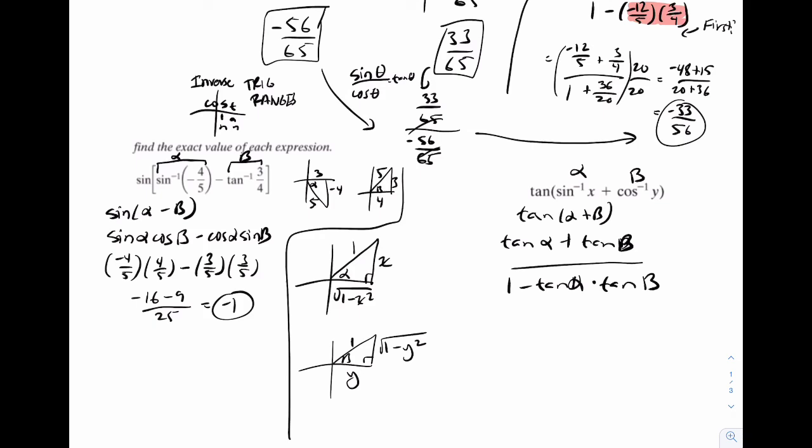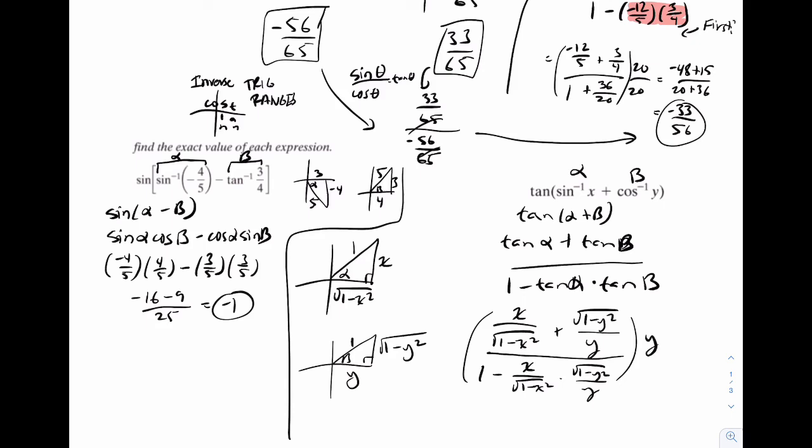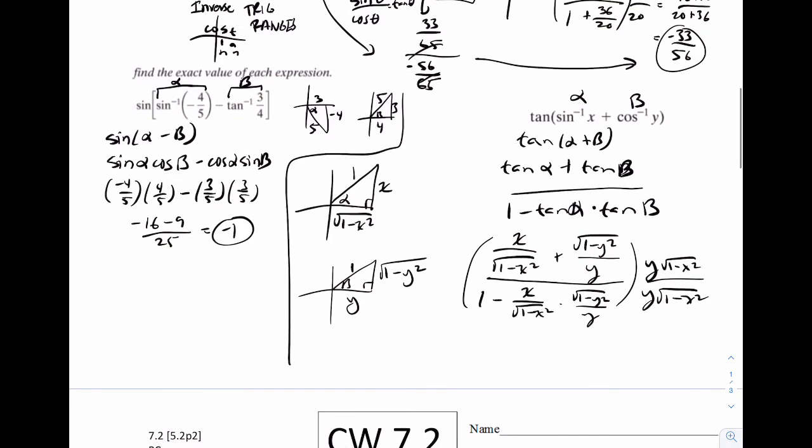Now comes the part where we've got to plug it in. So tan of alpha, that's x over the root 1 minus x squared. Tan beta, that's root 1 minus y squared over y. Divide that by 1 minus the product. So it looks pretty messy. At this point, all we've got to do is clear the complex fraction. So we're going to multiply everything by the common denominator, which would be y times the root of 1 minus x squared. And then we're going to leave it like that. And the book actually leaves it like that too.